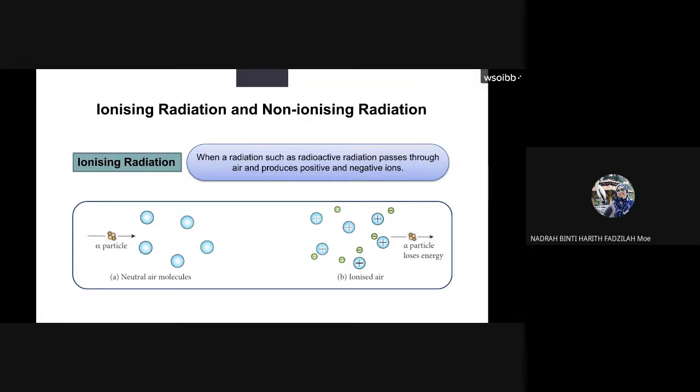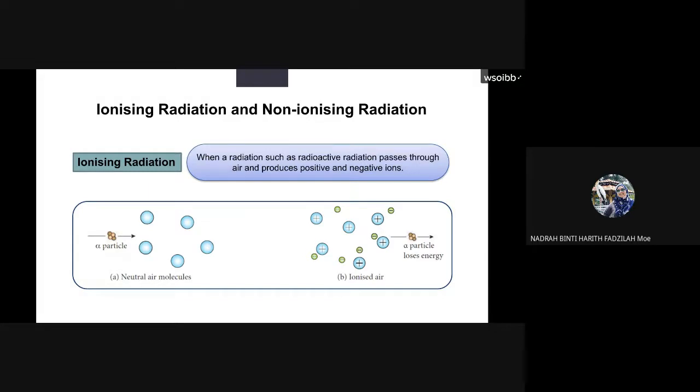Okay, so as mentioned in the video, there are two types of radiation. The first type is ionizing radiation. It is when a radioactive radiation passes through the air and produces positive and negative ions. So when it passes through the air, the neutral air will become ionized air.